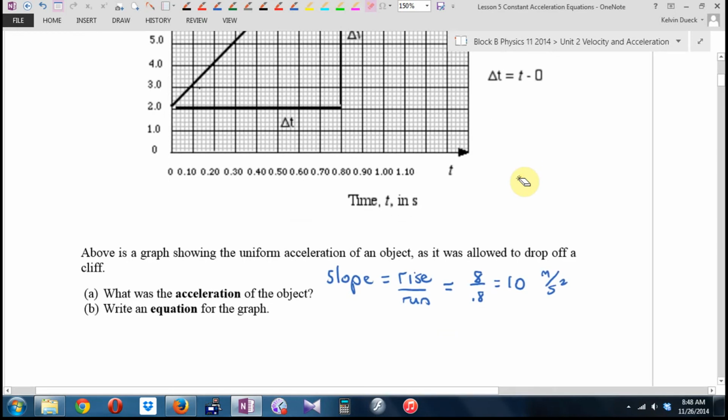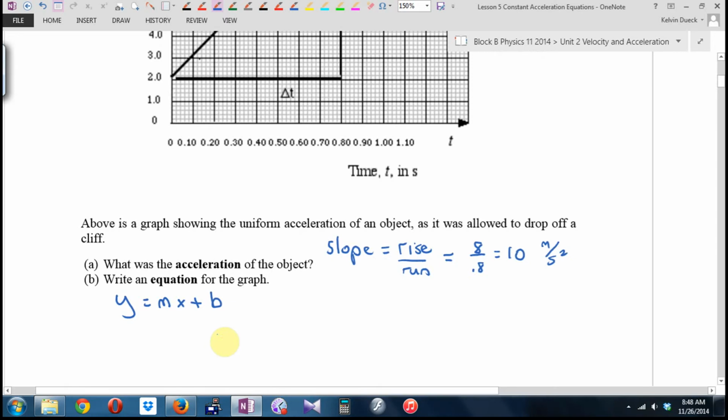Hey, Spence, what does B want me to find? Oh, y equals mx plus b. Except I'm not going to write a y. What's sitting on my y-axis as a variable? That's meant to be a really easy question, folks. There shouldn't be a moment of silence.